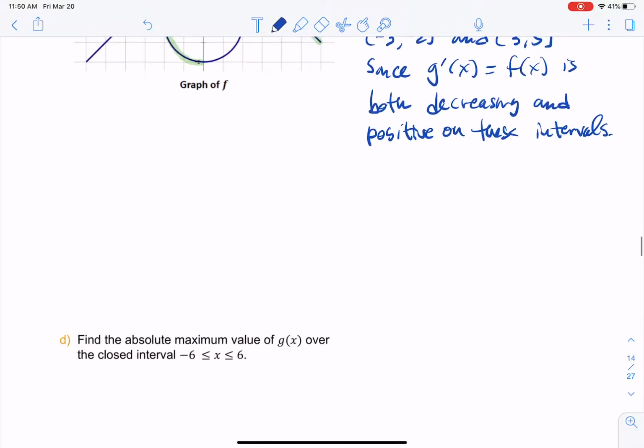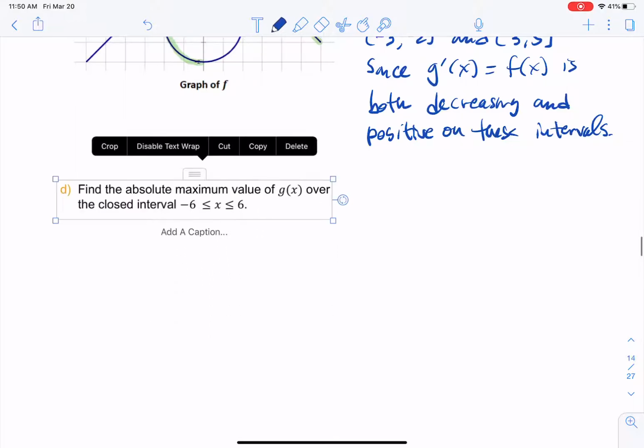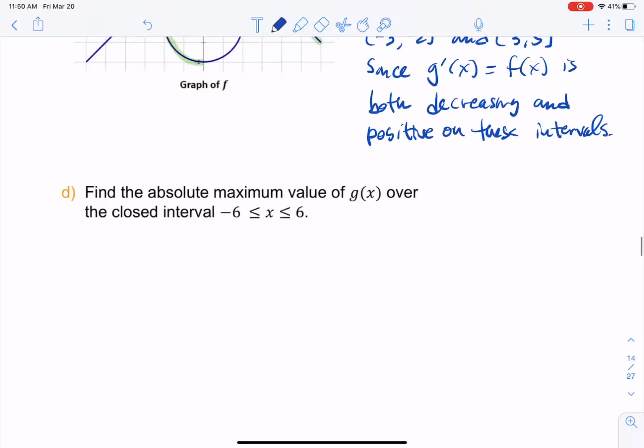All right, we only have one little section left on this, part D. Part D, this one should be super fun. Find the absolute maximum value of g of x over the closed interval from -6 to 6. All right, we've seen this 4 billion times. Absolute maximum indicates that we need to do a closed interval test. Closed interval test, it just looks like a table of values, and in that table of values we've got critical numbers and we have endpoints. That's where the absolute maximum and minimums can happen.